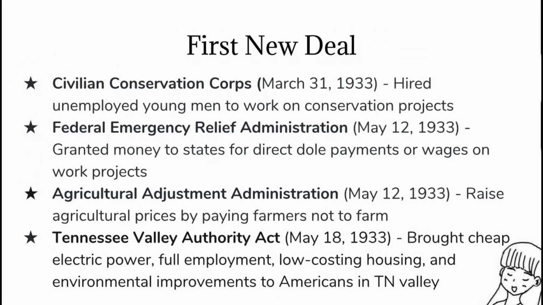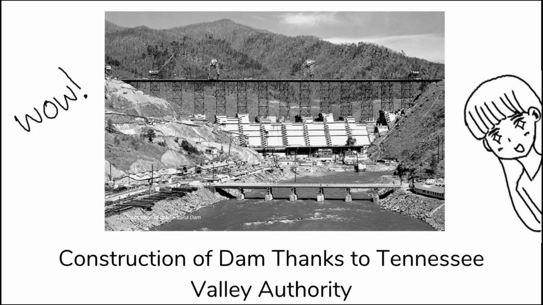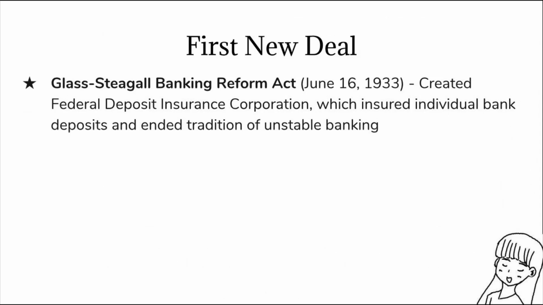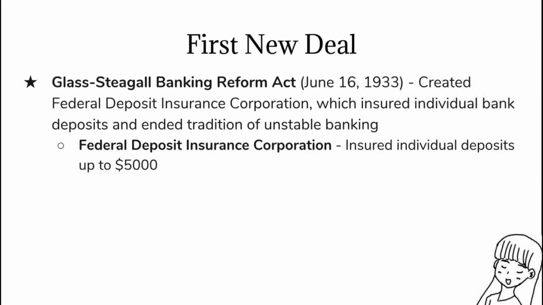There's the Tennessee Valley Authority Act, which brought cheap electric power, full employment, low-cost housing, and environmental improvements to Americans in the Tennessee Valley. And here's the construction of the dam. Very cool. There's the Glass-Steagall Banking Reform Act, which created the Federal Deposit Insurance Corporation, which insured individual bank deposits up to $5,000 and ended the tradition of unstable banking.